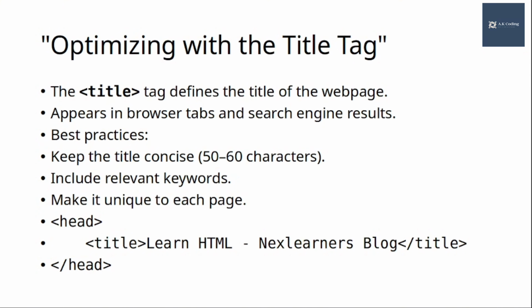And you have to follow best practices on that. You have to keep the title between 50 and 60 characters, and it must include relevant keywords regarding your website. For example, if your website is about animals, the title should be about animals, right? If you're building a website about animals, you have to write animals. And you must make it unique to each page. So if you have different types of pages, you have to make different types of titles.